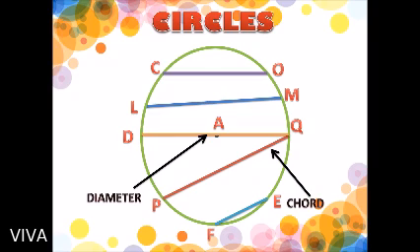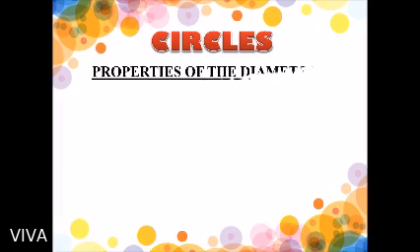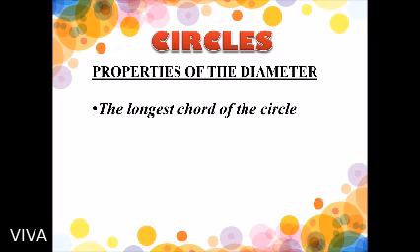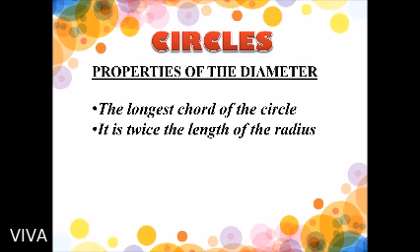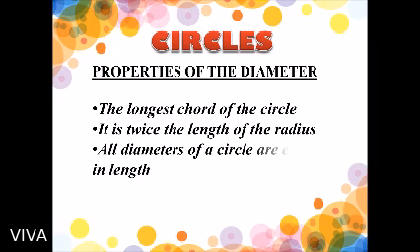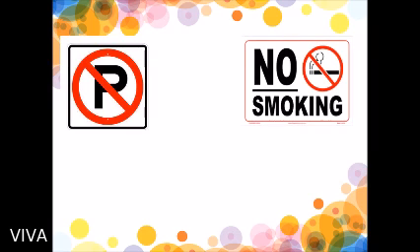Some of the properties of diameter are: it is the longest chord of the circle. It is twice the length of the radius. Also, all diameters of a circle are equal in length. In our everyday life, we use chords in many ways, like in some of the signboards as can be seen here.